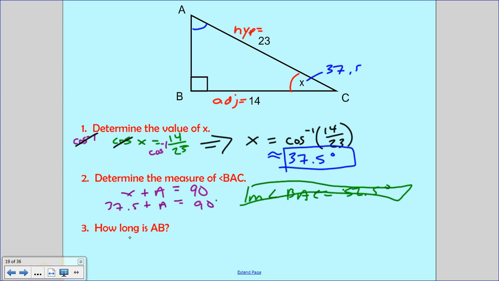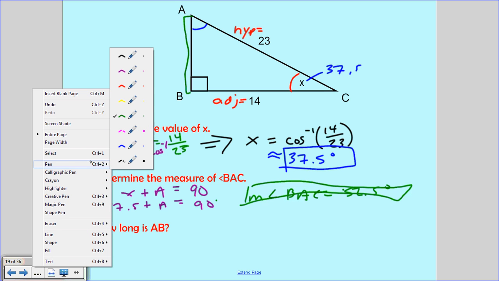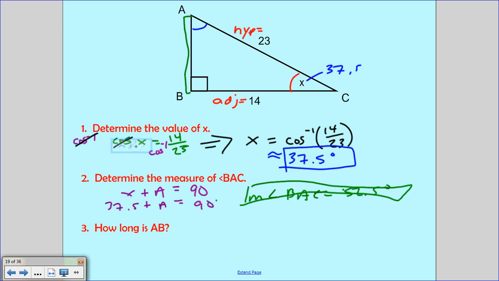Ooh, that box was horrible. I apologize. Now it wants to know how long is side AB, which is this side here. You can find it a couple of ways. You can use Pythagorean's theorem since you have the hypotenuse and the adjacent, or you can use trig. Let's just use Pythagorean's theorem. And if we use Pythagorean's theorem, we have A and C. So we have 14 squared plus B squared is equal to 23 squared.